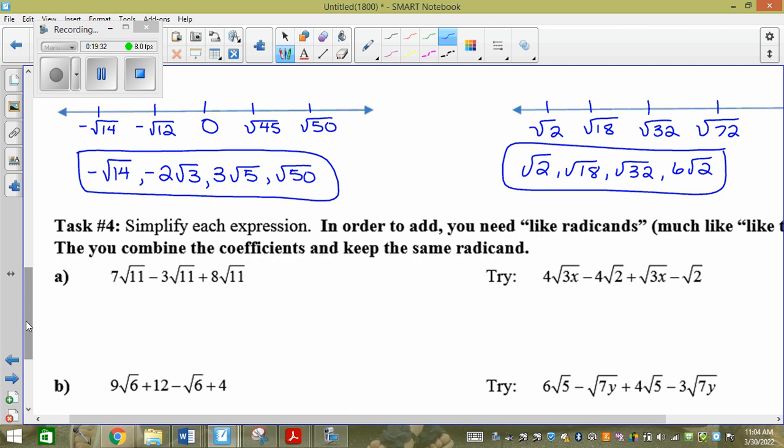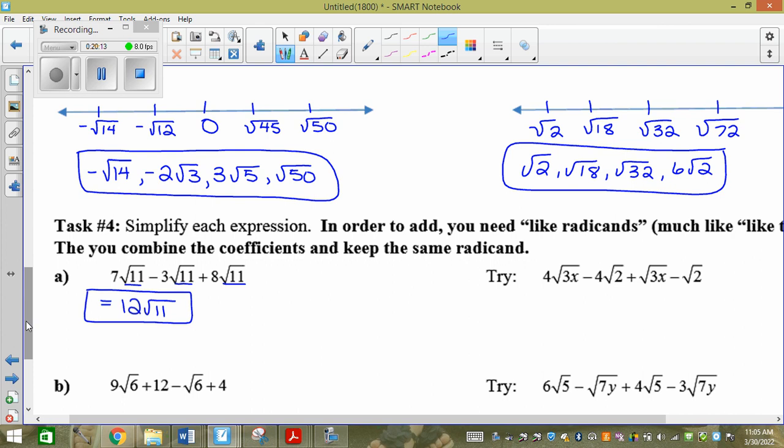Okay? So let's look at these first ones. It says simplify each expression. I have 7 root 11 minus 3 root 11 plus 8 root 11. So I can actually put them all together because they're all like terms. If you imagine this as 7x minus 3x plus 8x, what would I get? 12x, correct? But x actually is root 11, right? So we're going to get 12 root 11. If you think about it as root 11s as just x's, it'll make your life easier. And then we're done, and we have an equal sign because these are the same.